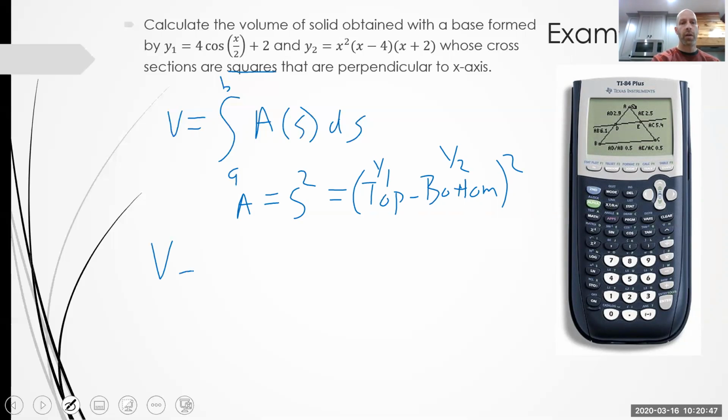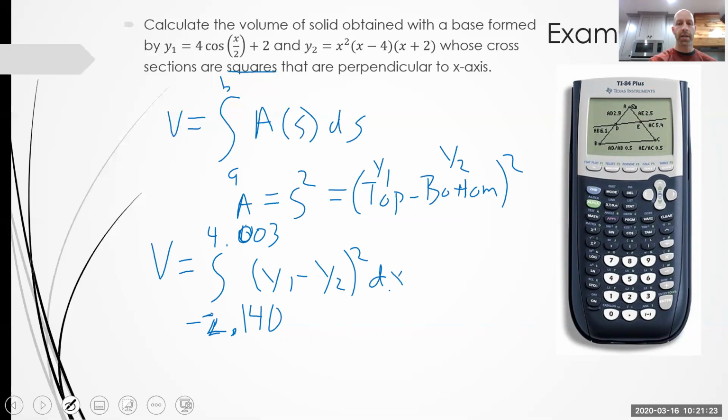So the volume is going to be equal to, and I'm going to give you approximate values for A and B. A is approximately -2.140. And B is approximately 4.003. And now we're going to integrate y sub 1 minus y sub 2 squared dx, because we're going to do this along the x-axis.